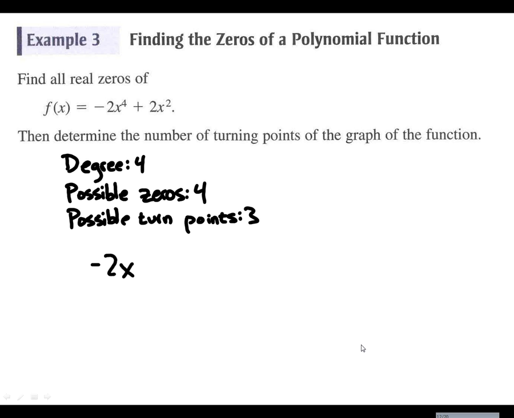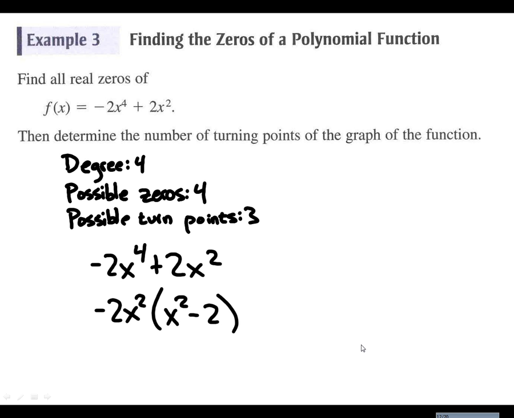Negative 2x to the fourth plus 2x squared. Let's go ahead and factor what we can. We can pull a negative 2x squared out of this. We'll be left with x squared minus 2. Remember to distribute your negative in there.